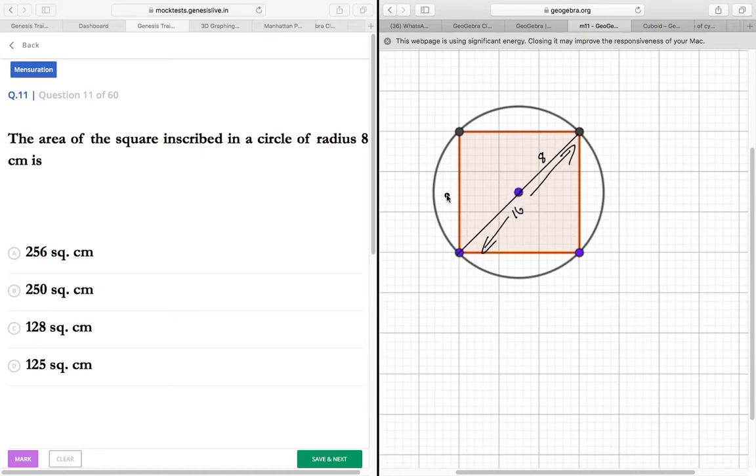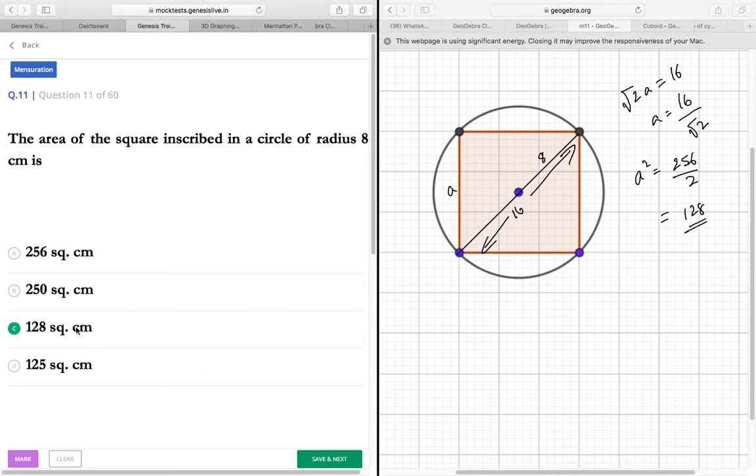So what is 16? If I take a as the side of the square, root 2 a is 16, or a is equal to 16 by root 2. So if that is the case, what is the area? A squared is equal to 16 squared, 256, divided by 2, and you will get 128. Option C, 128 square centimeters. Easy question, very simple. Hope you have understood. I'll move on to the next question.